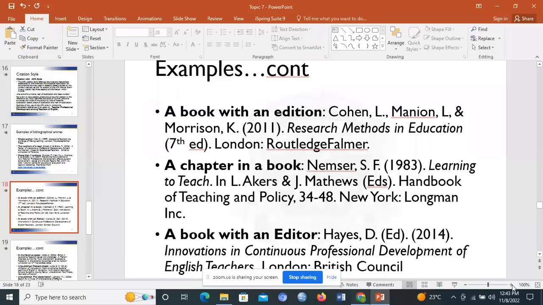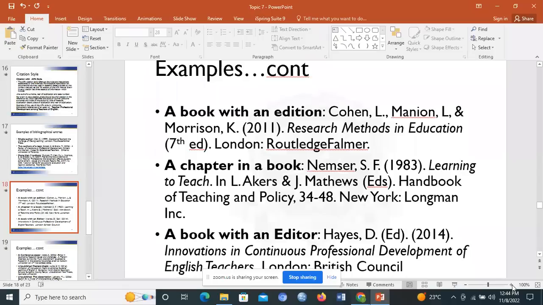Now this chapter is inside a book. So when we begin to provide information about the book where the chapter is contained, then we will go like this: in, then we begin with the surname, but this time the surname is abbreviated. So that L there is the surname and Akas is their first name. And there were two of them and they were editors. Because they were editors, we put in brackets EDS to show editors. Then we give the name of the book, and the book is a Handbook of Teaching and Policy.